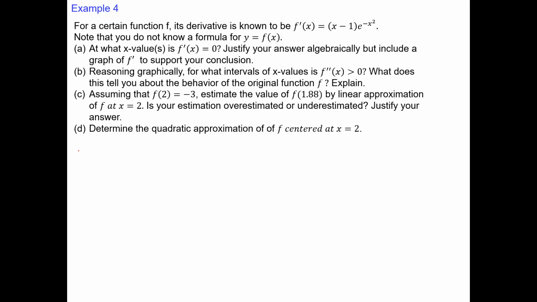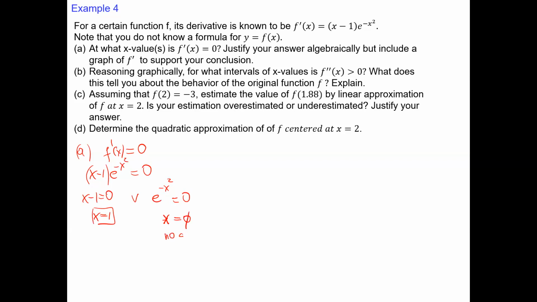Okay, part A. Let's do the part A. First derivative equals 0 if this expression equals 0. This expression equals 0 if this is 0 or the other factor is 0. x equals 1, and e to the power of any number will never give us 0. That means we have no solution, empty set, from that part. Okay, the only x where the derivative is 0 is 1.